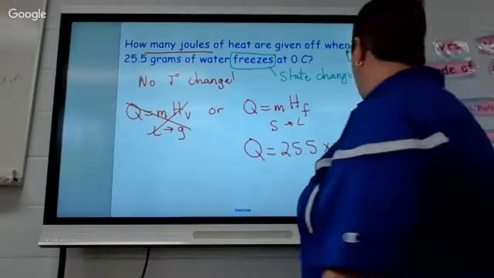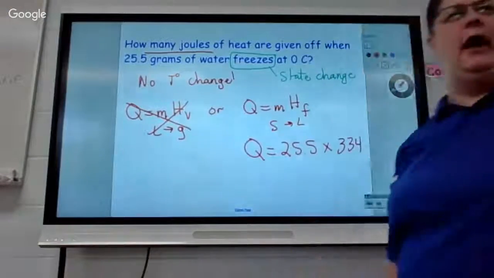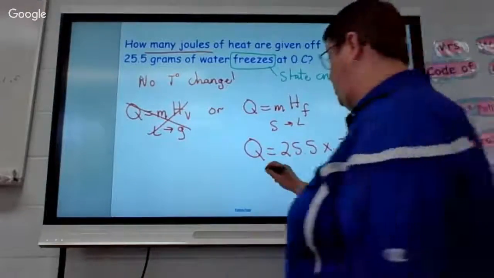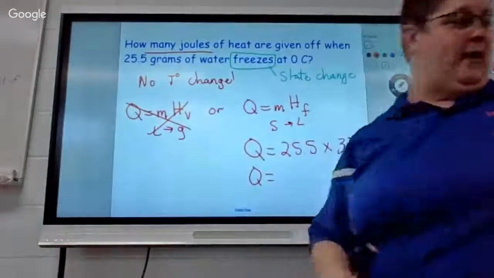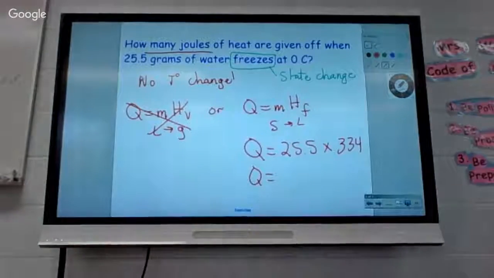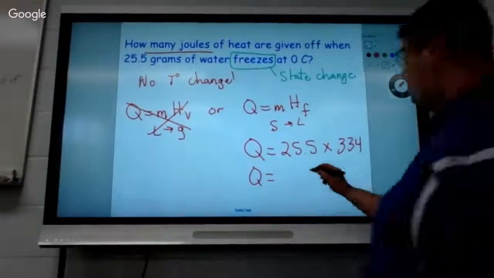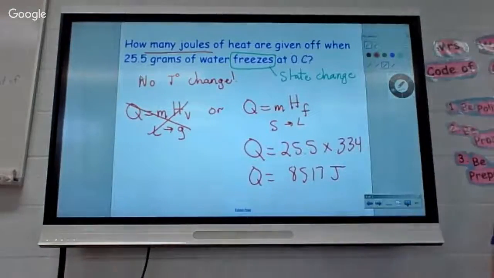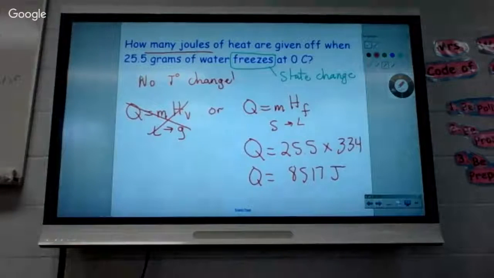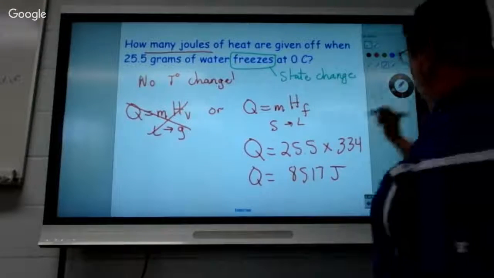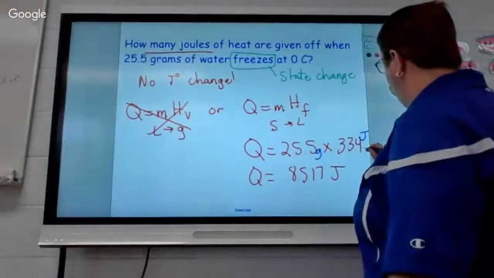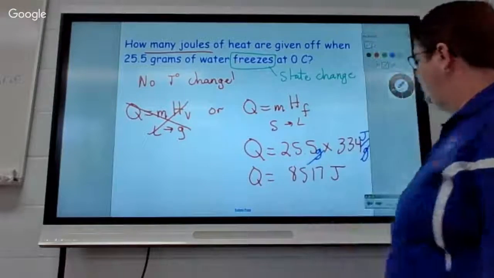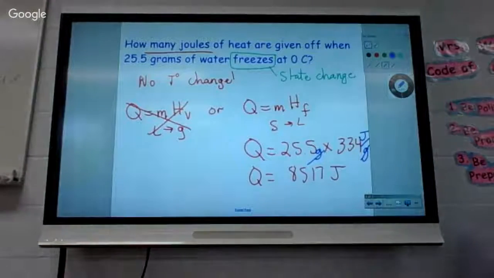So you write 334, and all you have to do to solve is what? Put it in the calculator, multiply. So 25.5 times 334 is 8,517 joules, and you're done. That's all there is to that question. The grams from here cancel with the grams from there, so you're left with just joules. Okay?